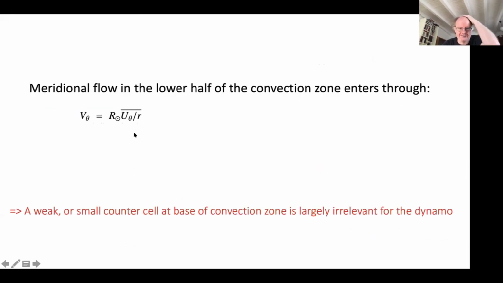So I just want to point out that the meridional flow enters via this average, and it's usually an average over the lower half of the convection zone where the toroidal field is thought to be stored. And so a weak or small cancer cell, as was suggested by Professor Kosovichev a few talks ago, is essentially irrelevant from the point of view of a Babcock-Leighton type dynamo.